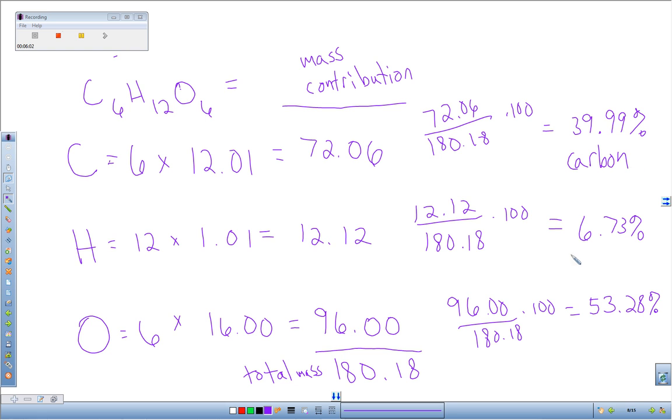39.9% carbon, 6.73% hydrogen, just to make sure we're clear, and 53.28% oxygen in glucose. So a large percent carbon and a large percent oxygen. Not very large percent hydrogen, even though if you look molar-wise, there are many more moles of hydrogen. Does that make sense? Is that interesting?